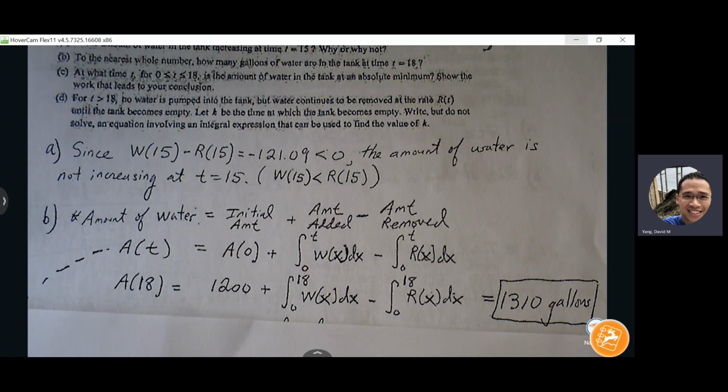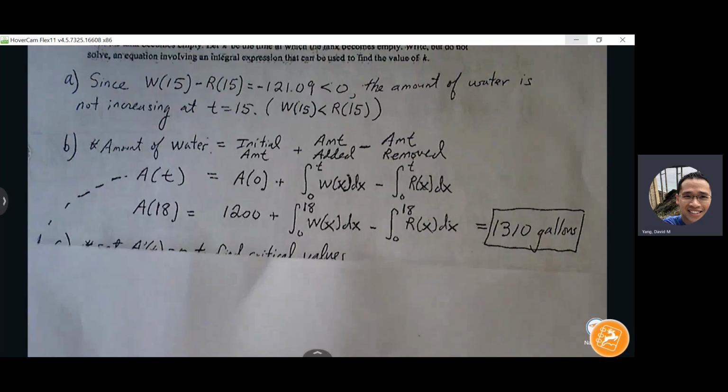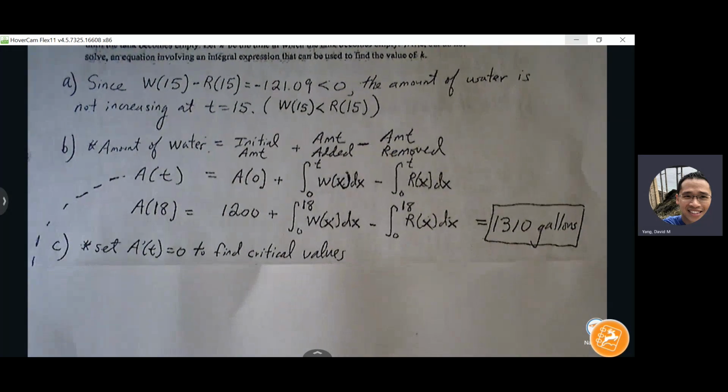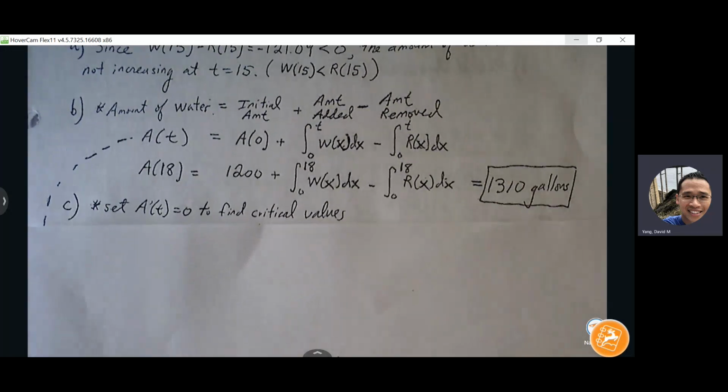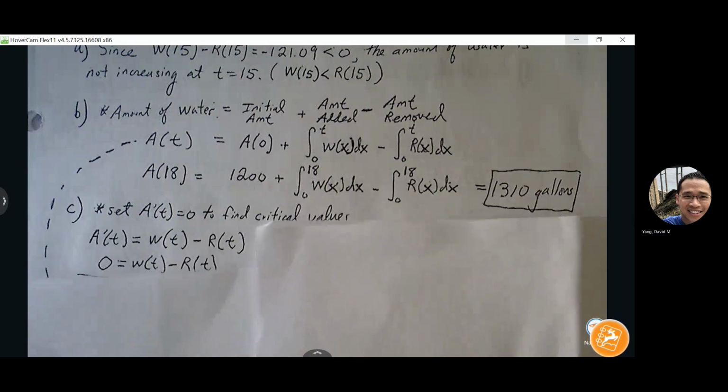What's the derivative of this integral from 0 to t of w of x dx? W of x. Okay, yeah, almost, w of t. So basically, we know this wipes out, the upper bound gets inserted into the variable. So w of t minus r of t. Okay, so that's my derivative equation. And that is going to be how I'm going to find my critical points. I'm going to set A prime of t equal to 0.